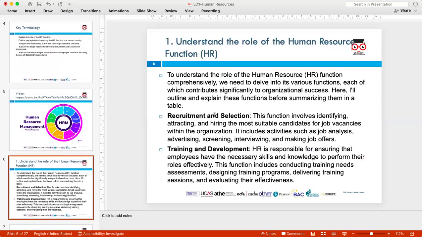All right, to understand the role of human resource function, now why do we need to understand this role? Here, I'll outline and explain these functions before summarizing them in a table. The first and the foremost is recruitment and selection. This function involves identifying, attracting, and hiring the most suitable candidate for job vacancies within the organization. So, it means the right person for the right job. It includes activities such as job analysis, advertising, screening, interviewing, and making job offers.